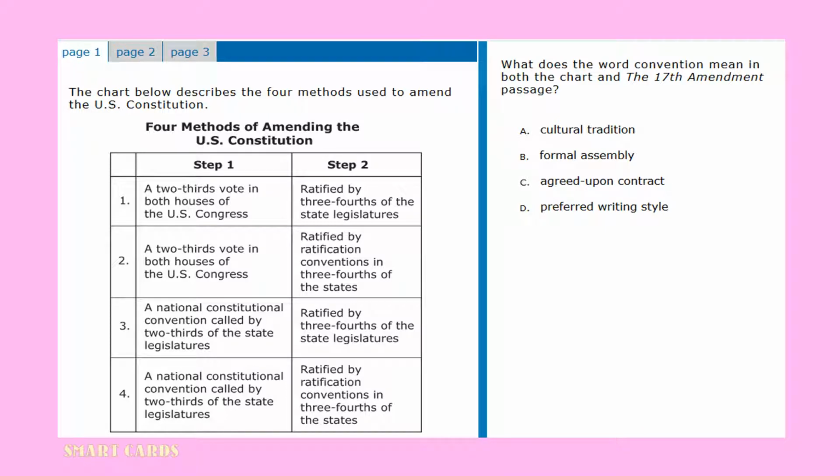The chart below describes the 4 methods used to amend the U.S. Constitution. What does the word convention mean in both the chart and the 17th Amendment passage? Does it mean cultural tradition? Does it mean formal assembly? Does it mean agreed upon contract? Or does it mean preferred writing style? In this instance, the word convention means a formal gathering or a formal meeting or a formal assembly convened by the states. This would give us answer option B.